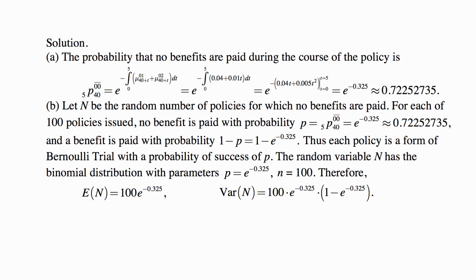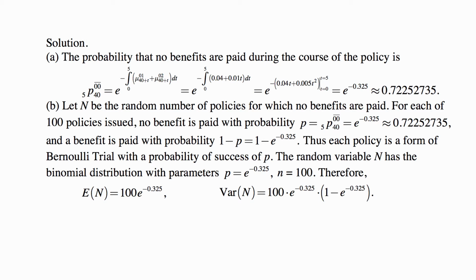And for part B, let N be the random number of policies for which no benefits are paid. For each of 100 policies issued, no benefit is paid with the probability that we just calculated, and a benefit is paid with probability 1 minus that. Thus, each policy is a form of a Bernoulli trial with a probability of success of p, and success means no benefit is paid. The random variable N then has the binomial distribution, because it is the sum of these individual Bernoulli trials, which count how many policies.